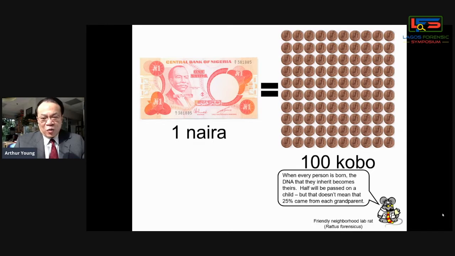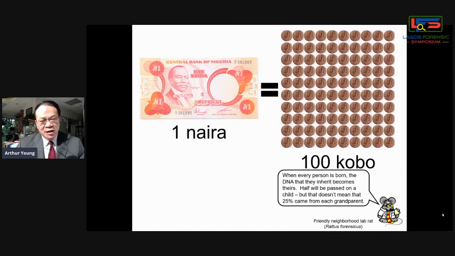So just as there are 100 kobo to the naira, we can't break down any further than this. So if you were to get 50 kobo from your mother and 50 kobo from your father, you would now have 100 kobo. And when you have a child, you will give 50 of those to your children. However, it is not necessarily that you pass on 25 from your mother and 25 from your father. It's generally around there.